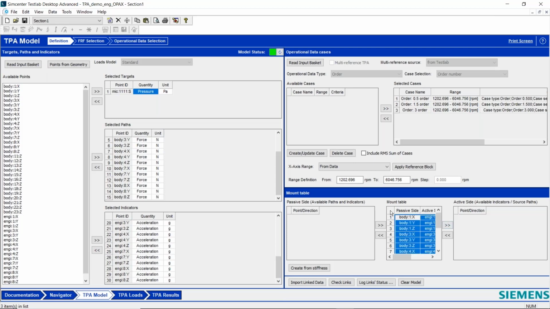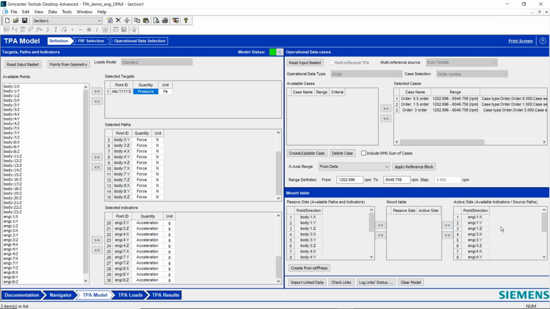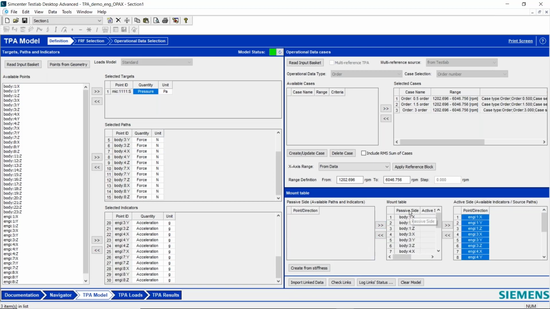And then I had to build up the mount table here. So here I have to build it up manually because I don't have any mount data. So basically I bring one side over, and then I map the other side to it. So body 1 matches engine 1, body 2 matches engine 2, just like that. And then I have 3 orders here: 1/2 order, 1.5 order, and 1/3 order.